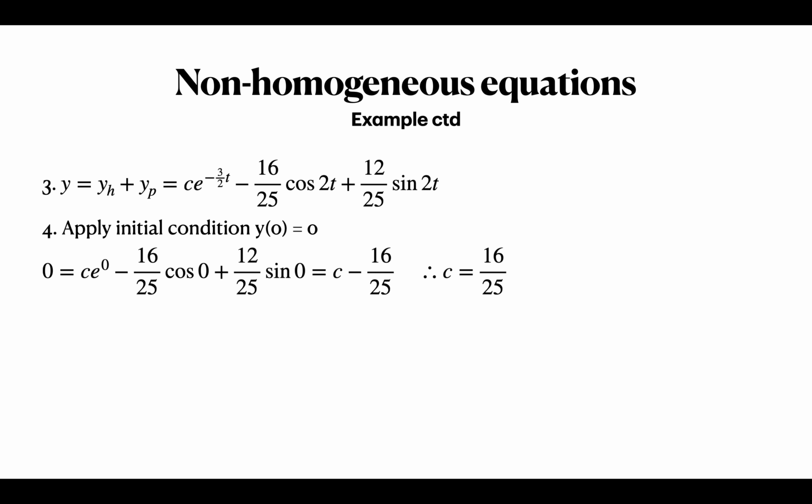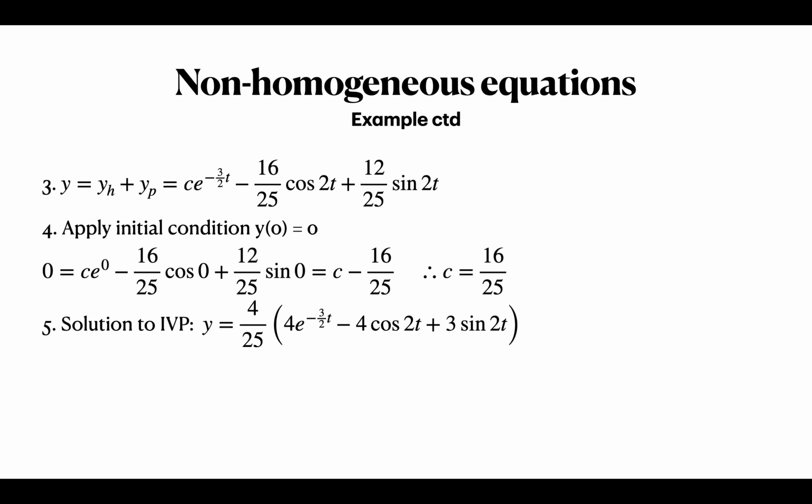Exponential of 0 is 1, so I just get c there. Cos of 0 is 1, so I get minus 16 over 25. Sine of 0 is 0. Okay, so therefore I get 0 is equal to c minus 16 over 25. So therefore c is equal to 16 over 25. And so now we know what c is. So now we know what the solution to the initial value problem is.